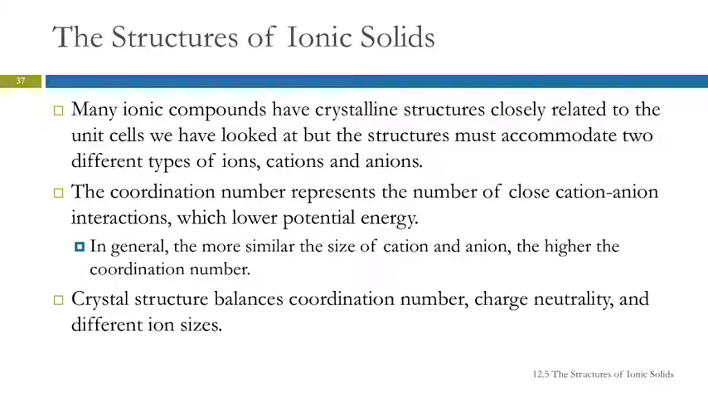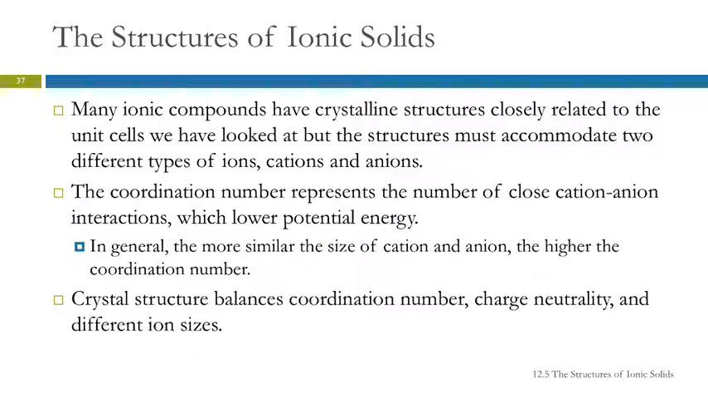Structures of ionic solids. So we looked at different ways that spheres can pack together. When we look at ionic compounds, their crystalline structures are going to be similar to those unit cells, but we have a complicating factor here: we have two different kinds of particles going together. We have cations and anions, right? And sometimes we have equal numbers of cations and anions, and other times we have like 2 or 3 anions to 1 cation, or vice versa.